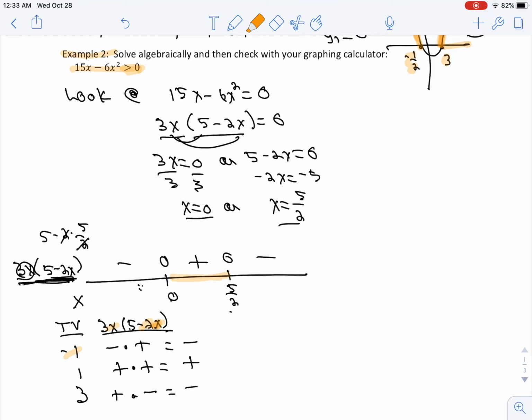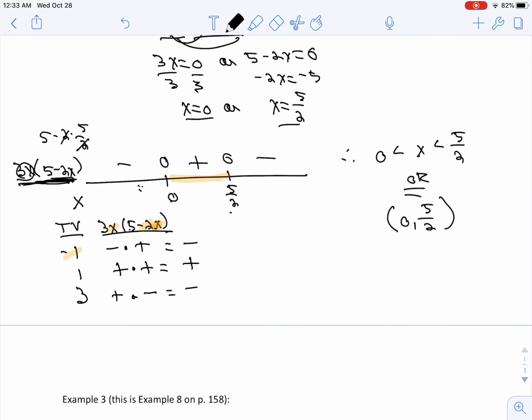Now this time, notice it says just greater than 0, and so that means that those endpoints won't be included. So our final answer as an inequality would be 0 is less than x, which is less than 5 halves, or in interval notation, it would look like this, 0 to 5 halves.